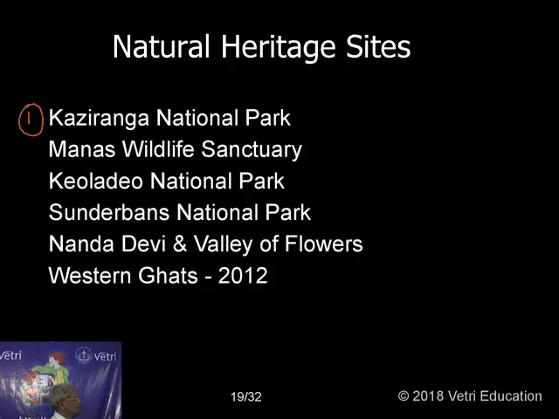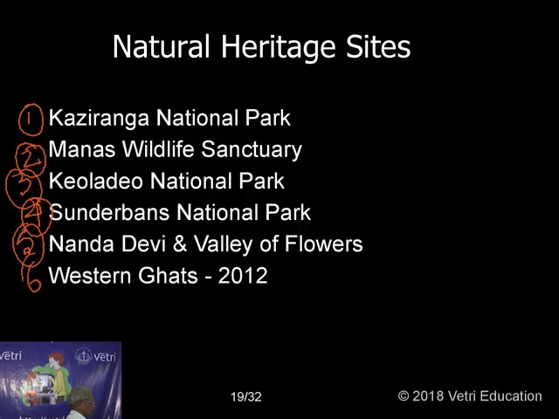Kaziranga National Park, Manas Wildlife Sanctuary, Keoladeo National Park, Sundarbans National Park, which is in Calcutta, Nanda Devi and Valley of Flowers, Western Ghats. So, these are some of the natural heritage sites of our country.